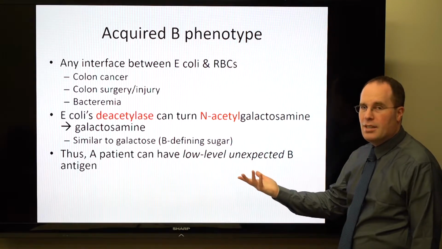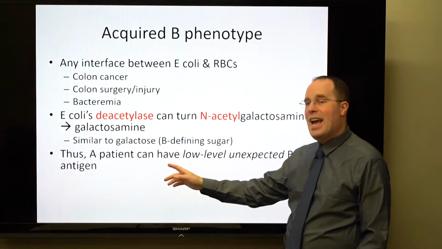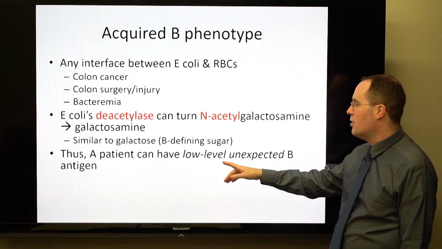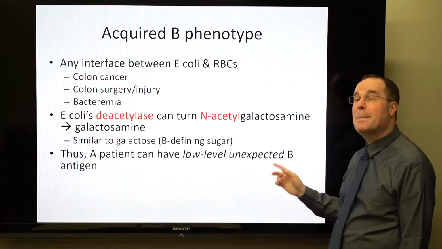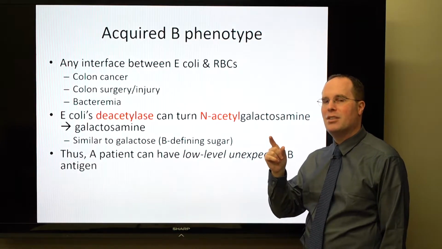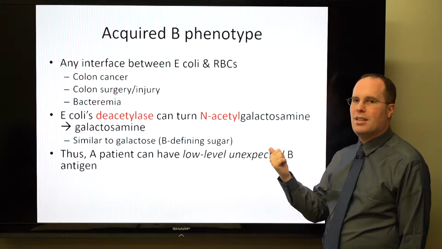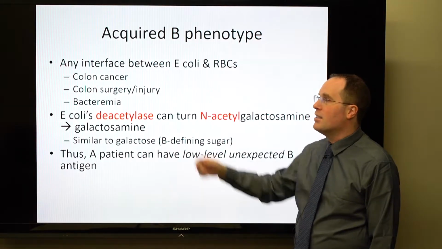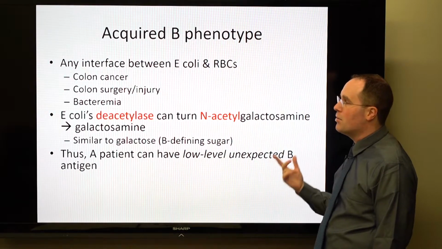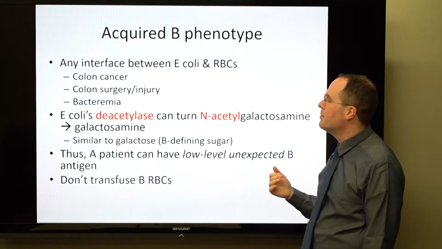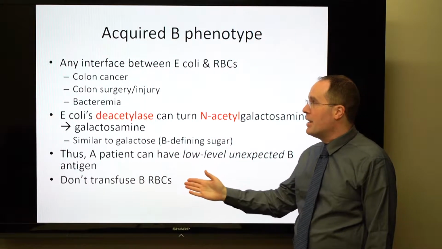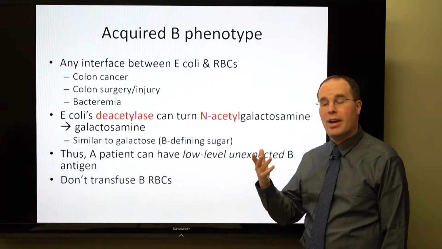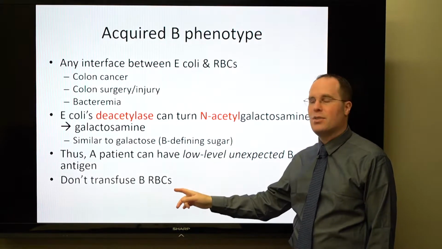So how you would see this on your typing results is if you have an A patient with strong 4+ A antigen expression, that has a low-level unexpected B antigen. If you have a little bit of B antigen that's unexpected, then this is a hint that the patient has acquired B phenotype. Go look in their history to see if any of these are true: colon cancer, colon surgery or injury, bacteremia. And the main thing to keep in mind here is the acquired B phenotype is in an A patient, right? So they still make anti-B. So you don't want to transfuse B red cells.